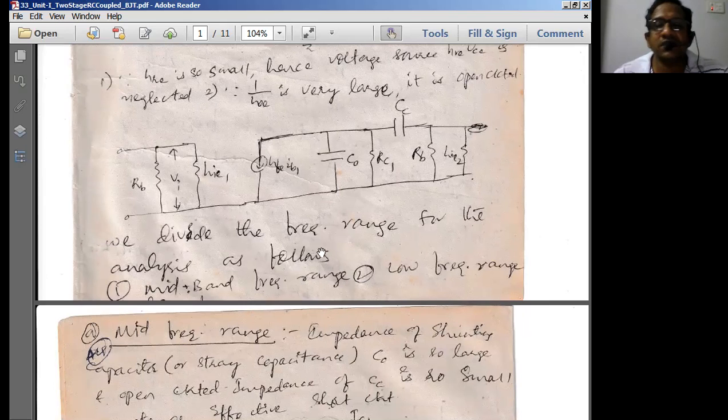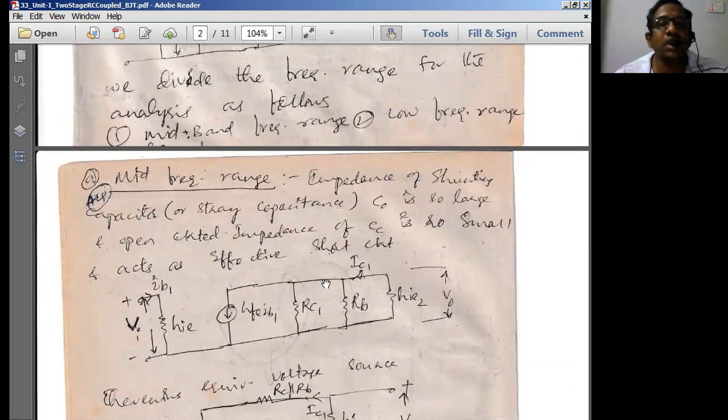Now in the analysis part, we discussed all these things. RB is the parallel combination of R1 and R2. HIE2 is the input resistance of the Q2 transistor. CC is the coupling capacitor of the Q1 transistor. C0 is the stray capacitance. RC1 is the collector resistance of the Q1 transistor. HFE IB1 is the current source, HIE1 is the input resistance of the Q1 transistor, VI is the input voltage, and RB is the parallel combination of the R1 and R2 resistors. So let us start looking into this analysis part.